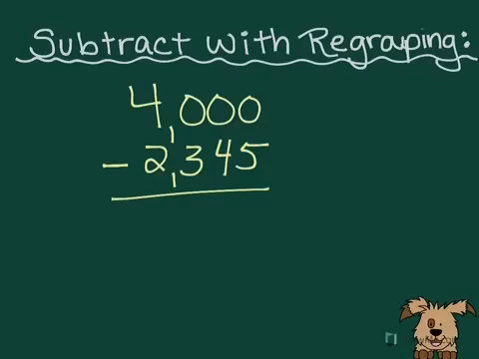I'm going to start at the right. I know that I can't take 5 from 0. I can't do 0 minus 5. So I have to borrow. Well, when I go to the next place value, there's a 0. So I need to borrow from the next, but there's a 0. So I need to go all the way over to my 4.